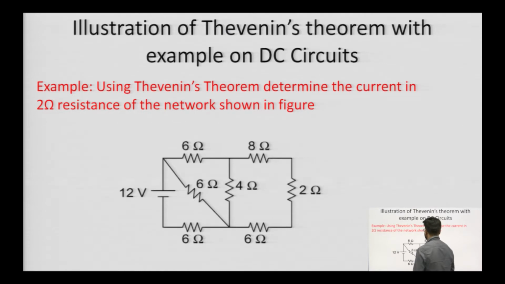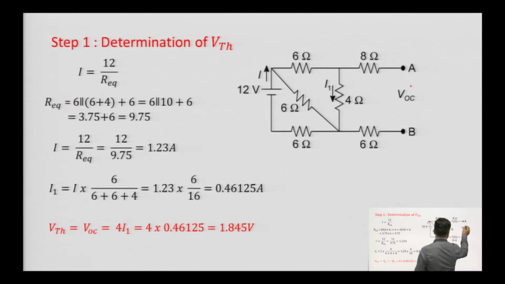In this question, we need to find the current in the 2 ohm resistance. Say it is I; we need to find the current I using Thevenin's theorem. As per the definition of Thevenin's theorem, first of all, we will open circuit this, and the voltage across this open circuit terminal is known as VOC, or we can also call it VTH, the Thevenin equivalent. So, first of all we determine VTH.